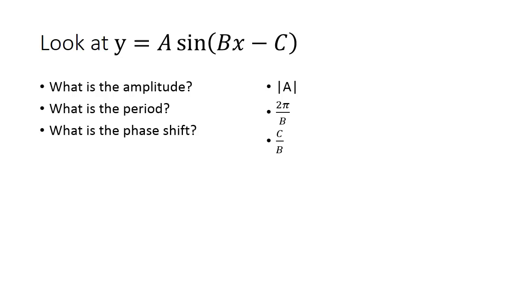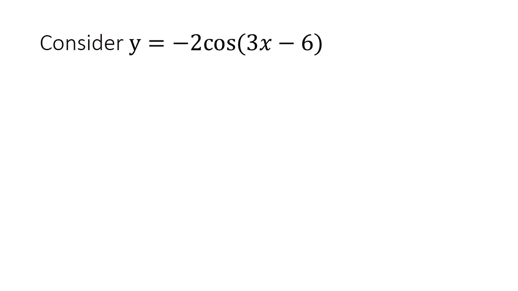Notice that in the template we have a minus sign here. If that were a plus sign, then this would be negative C over B. Okay, you'll get that tricky question every once in a while. Okay, here's a live problem. Now this is cosine. I just gave you the template for the sine, but they work exactly the same way.